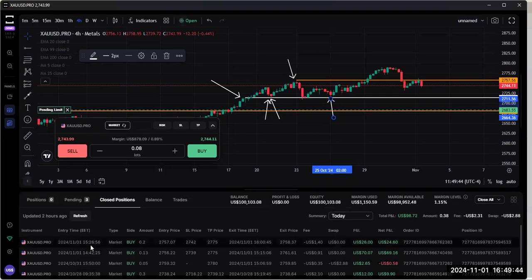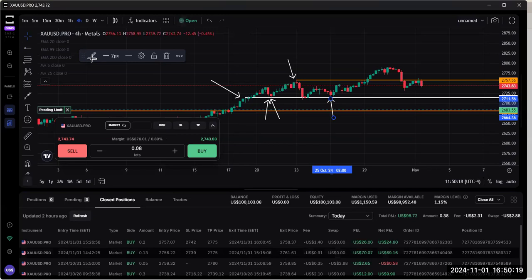So this was a tap to trade. Entry price was 2757. But I exited at 2758. And price has come all the way down now to 2743. As a matter of fact, it even came as low as 2738. Look at that. The same thing happened here. Entry price was 2739 and I exited at 2761.